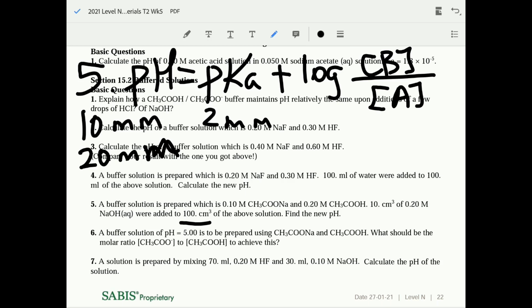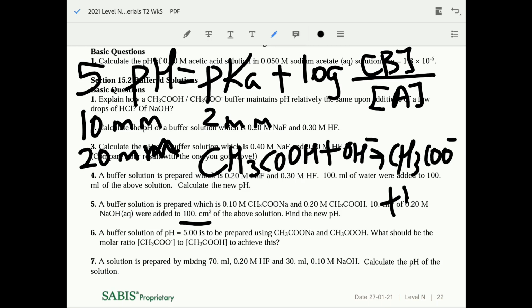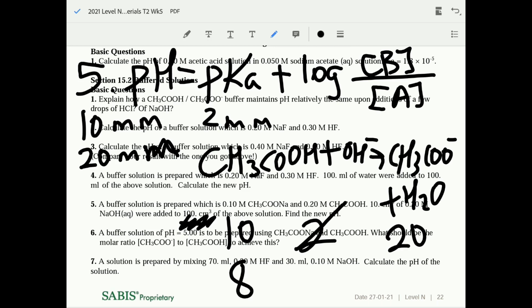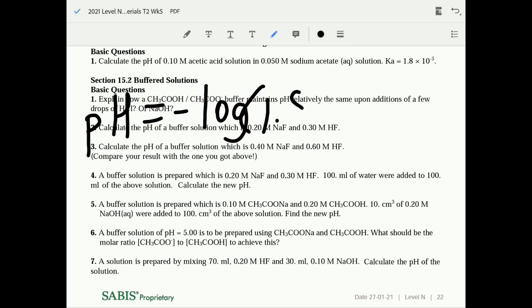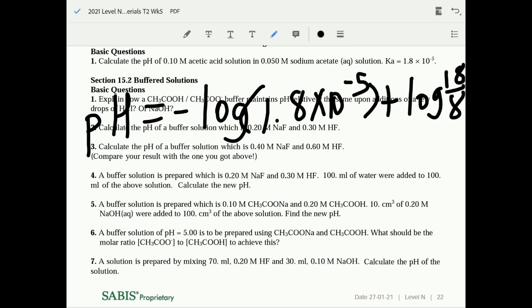Now let's write the equation that's happening, right? CH3COOH plus OH minus gives CH3COO minus plus water. So we have 10 millimoles of CH3COOH, we have 2 millimoles of OH minus, and we have 20 millimoles of the CH3COO minus. What's the limiting reagent? Obviously the OH minus, so that's completely used up. So we have 8 left here and 18. Now this is the conjugate base, so this is our base and this is our acid. Substituting, pH is equal to minus log, what's the Ka? We have 1.8 times 10 to the minus 5, plus log of 18 over 8. Let's calculate that, shall we?